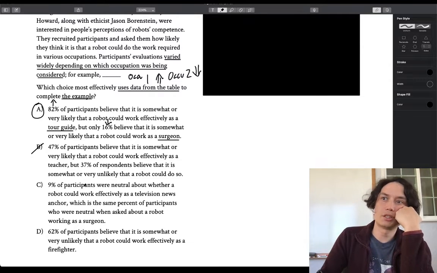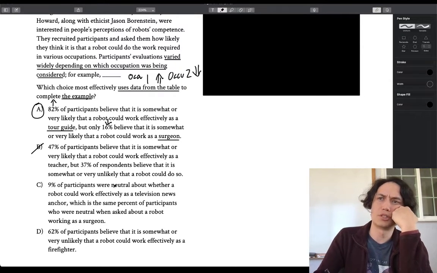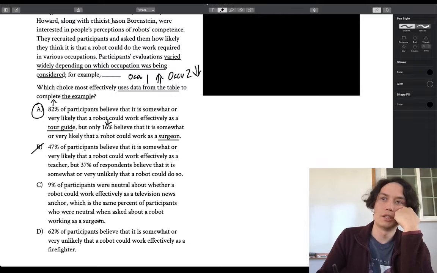All right, 9% of participants were neutral. I mean, neutral already is not the best fit. We want drama because we want variance. About whether a robot could work effectively as a television news anchor, which is the same percent of participants who were neutral when asked, okay, so not variance, same percent, not variance.